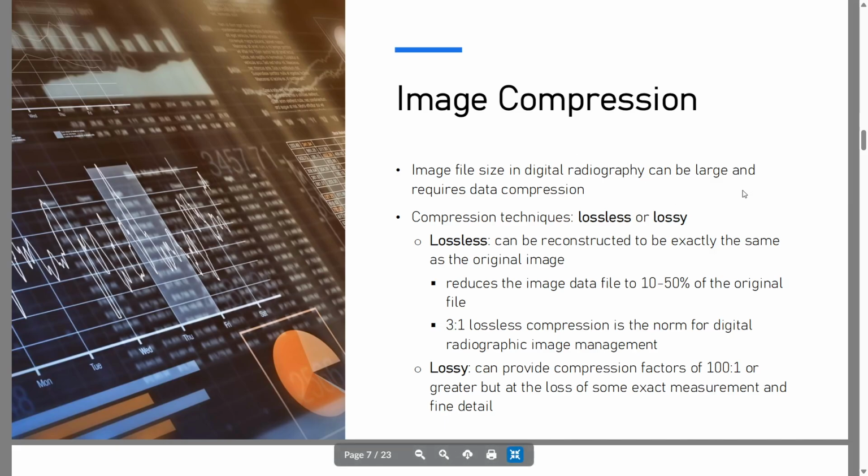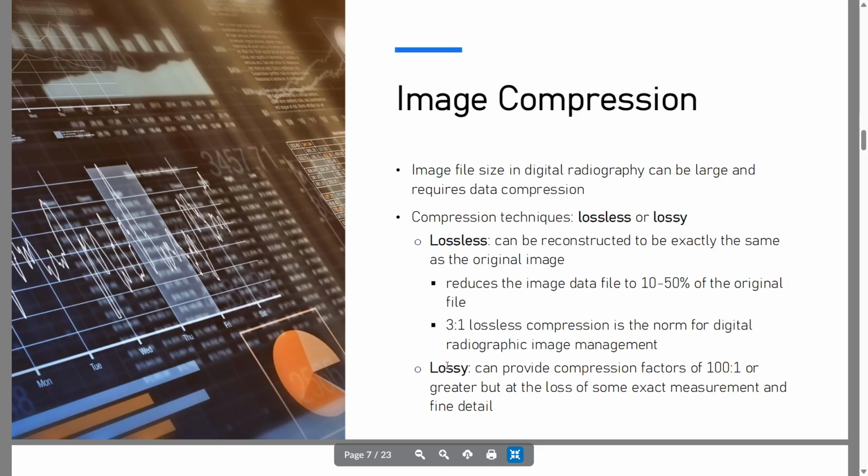So there's two different types of compression, lossless or lossy. Lossless is exactly as it sounds. You're able to compress this image to a smaller file size, but without losing any of the image data. So you're not losing any of the detail that you originally received. So it can be reconstructed to be exactly the same as the original image. There's a bunch of different ways and different percentages that can be done, but the typical ratio for lossless is 3:1 for radiographic image management.